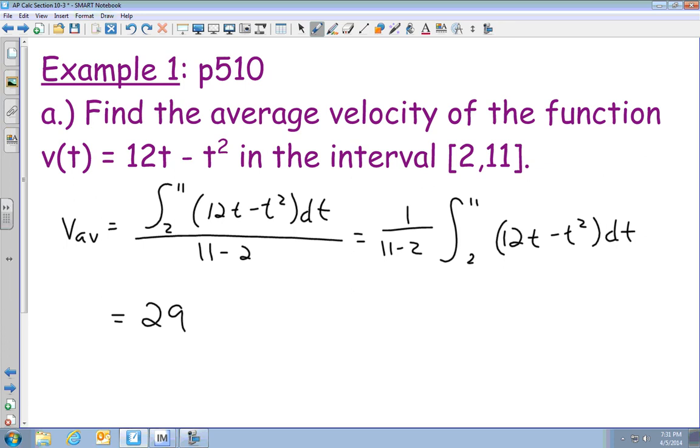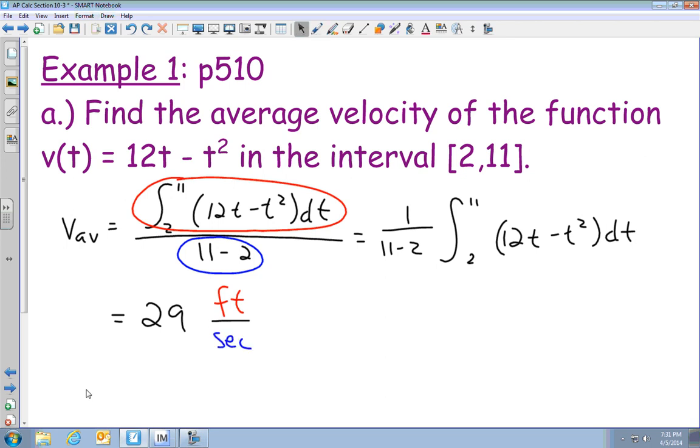As far as units are concerned, if you look at your calculation here, we're actually calculating this quantity right here, which is the integral of velocity. Integral of velocity is going to give us our displacement, so that's measured in feet. And we're dividing that by this quantity right here, which is our time, measured in seconds. So your calculation helps you find the correct units for the problem as well. So it's 29 feet per second, just like they told us there.